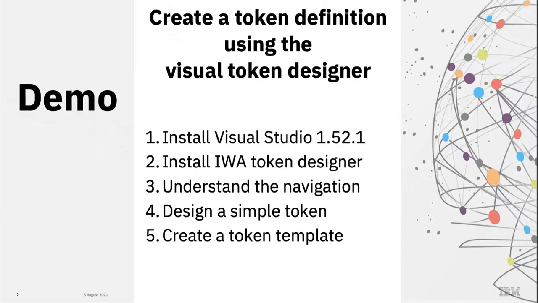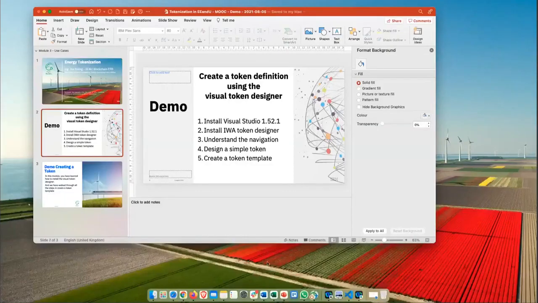First, we're going to install Visual Studio, a specific version. Then in Visual Studio, we will install an extension from the Interworking Alliance, a visual token designer. This is followed by navigation of the tool, so you can see where all the bits and pieces of the token definitions can be found. We will design a simple token definition, and finally we create a token template for you to use in your projects. So let's shift to the demo environment.